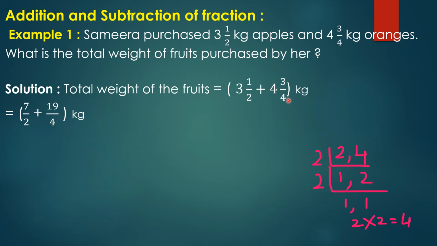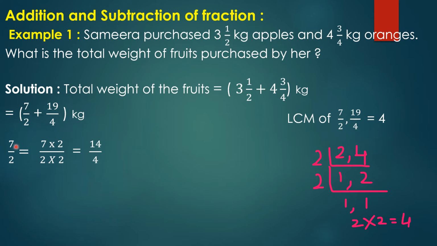Plus here, 4 4s are 16, 16 plus 3 is 19. Therefore this will become 19 by 4 kg. Now here observe the denominators. Are they the same or different? So the denominators are different. That means these two are unlike fractions. So we cannot do additions. So what do we have to do? We have to convert the unlike fractions into like fractions. How to convert? That is by the LCM method. So find out the LCM for 7 by 2 and 19 by 4. The LCM for this is nothing but 4.